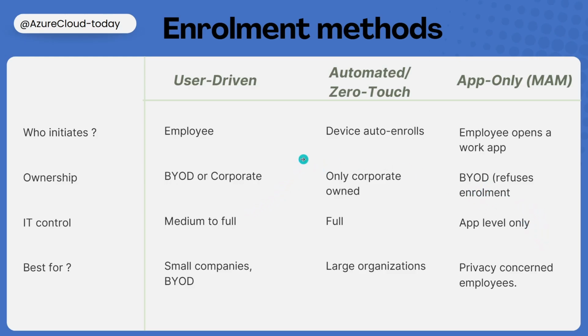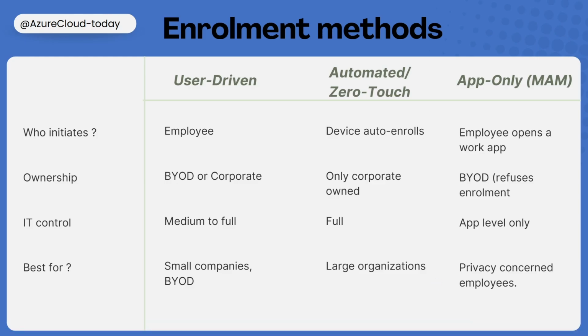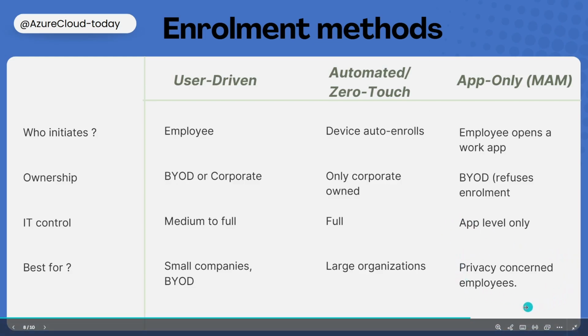So that's why we say IT control is medium to full over here, automated is full because it's corporate only, and this is only at the app level. Best for small companies or bring your own device. Automated is always recommended for large organizations because the IT is not going to sit over there and enroll each device manually. Why do we say privacy concerned employees? Because they do not want the device to be controlled fully.